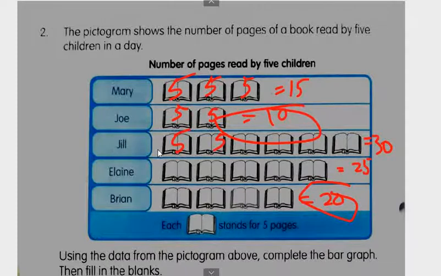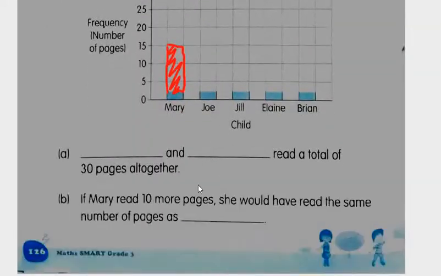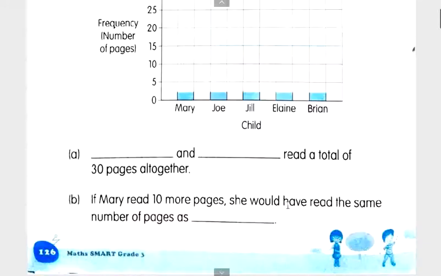Alright, so Mary read 15 pages. If you add 10 more pages, it will be the same number. So that is the answer of question B. Next page.